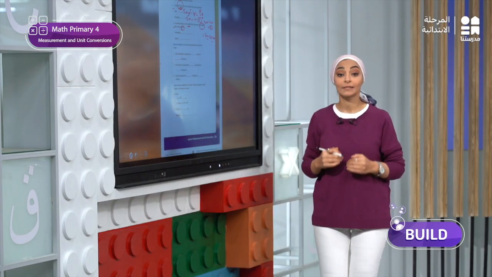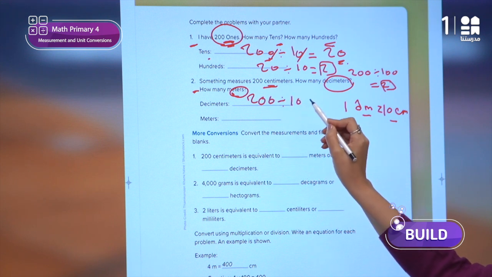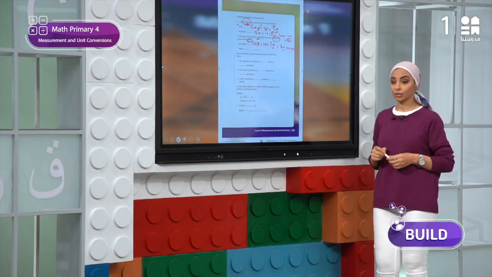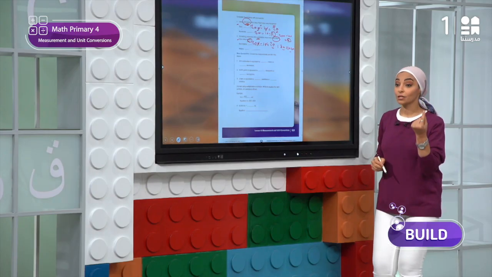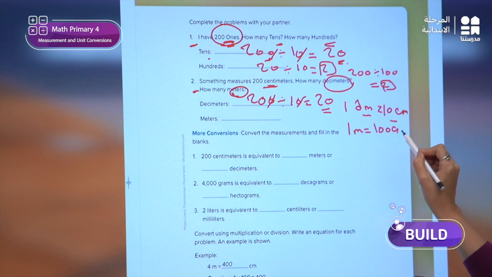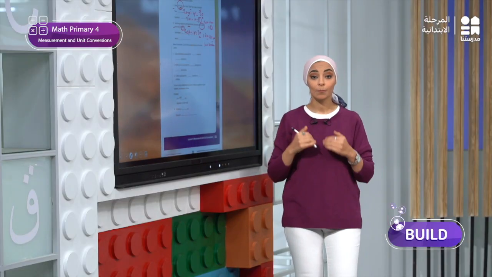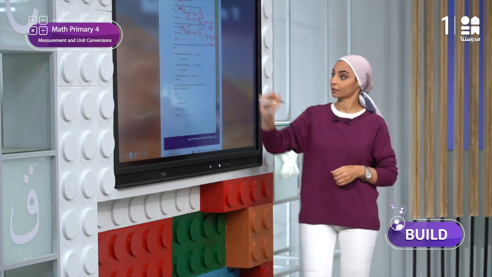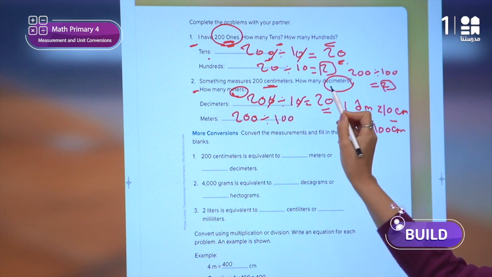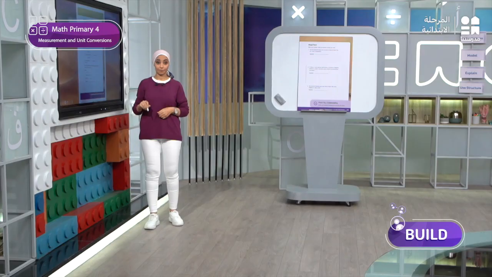Decimeter في 10 centimeters, right? So divide by 10. يعني هعمل 200 divided by 10 equals what? Equals 20. يبقى أنا عندي هنا 20 decimeters. We know that 1 meter فيها 100 centimeter. المتر فيه 100 centimeters, right? So what should I do? I will divide 200 divided by 100. Sorry, 200 centimeters divided by 100 هتديني 2 meters only.